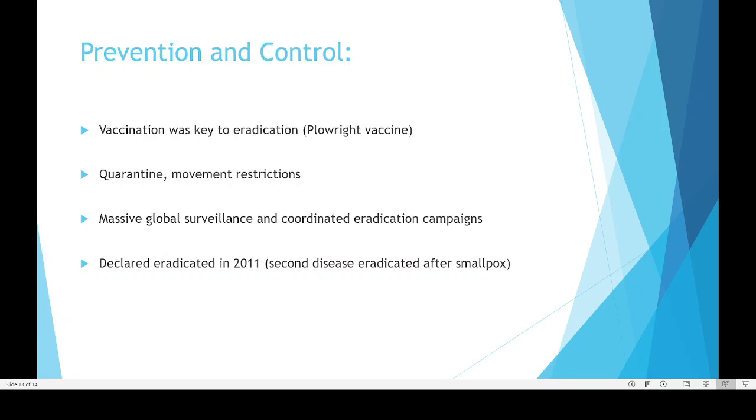So for vaccination, the name of the vaccine is the plovrite vaccine. Then quarantine, and the disease was declared eradicated in 2011. It was the second disease eradicated after smallpox. Smallpox is a completely eradicated disease, and this is the second known disease which has been eradicated from the world, because now this virus may not be present anywhere. So that is why it is now called an eradicated disease. So it is known as cattle plague or rinderpest.